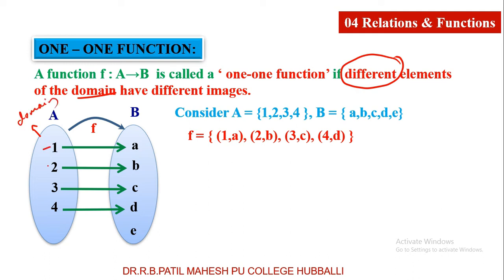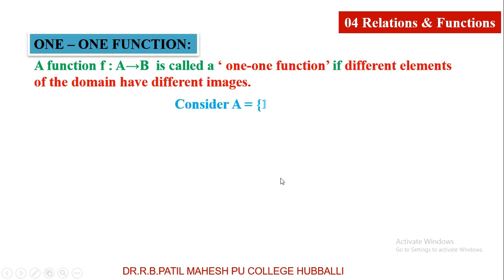1, 2, 3, 4 are the elements. These are different elements and they are having the images. 1 is having A, 2 is having B, 3 is having C, 4 is having D. It means that elements are different, and their images are also different. A, B, C, D are also different. Hope you are understanding. Different elements are having different images.